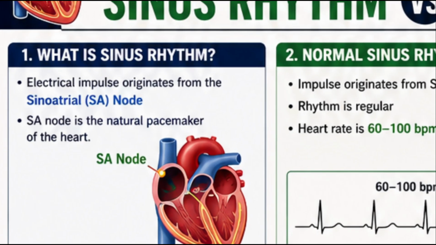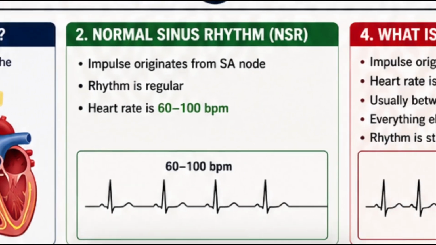So, what is sinus rhythm? A sinus rhythm means the electrical impulse originates from the sinoatrial node. You can find the sinoatrial node in the right atrium. We simply call it the SA node. The SA node is the natural pacemaker of the heart. It normally generates electrical impulses that travel through the atria, AV node, and ventricles.